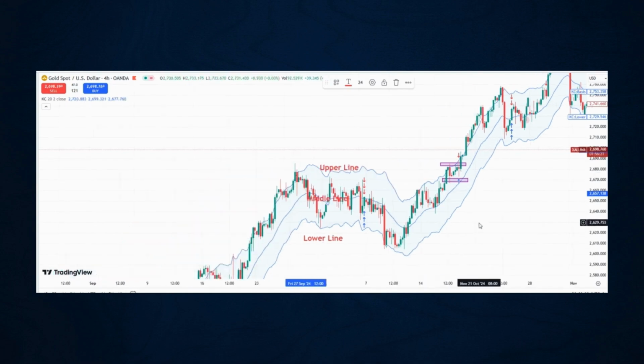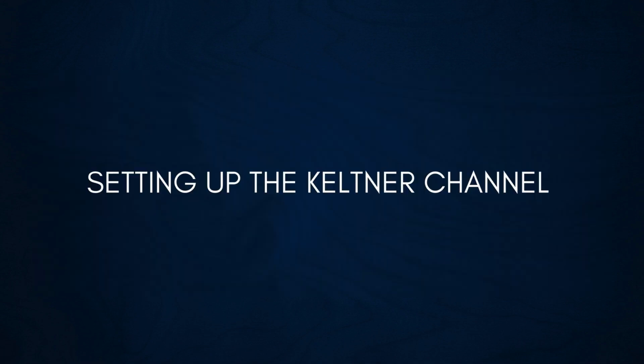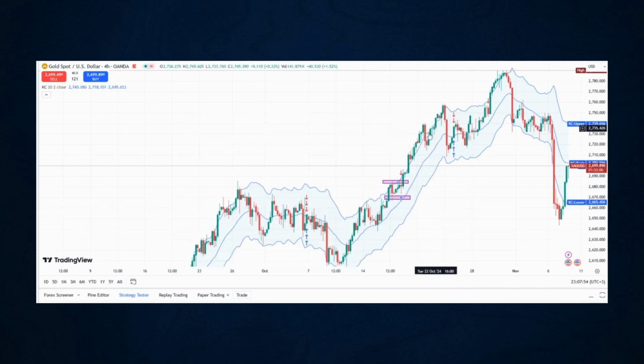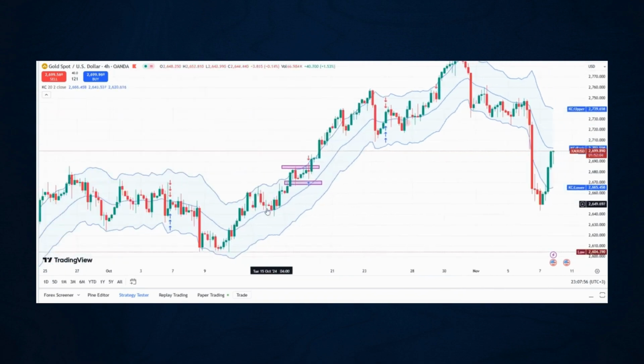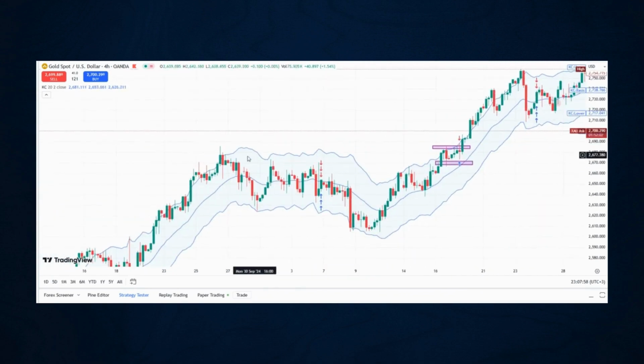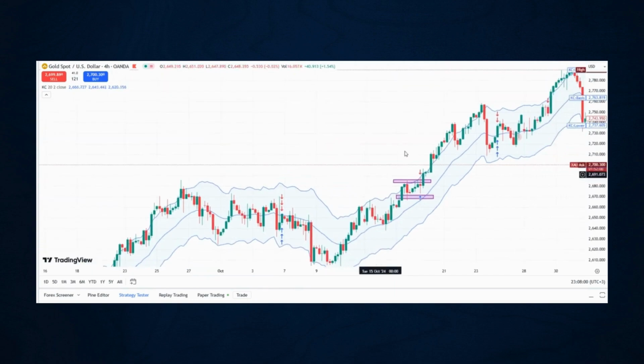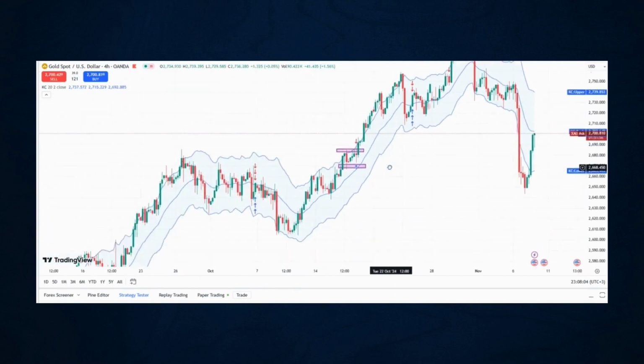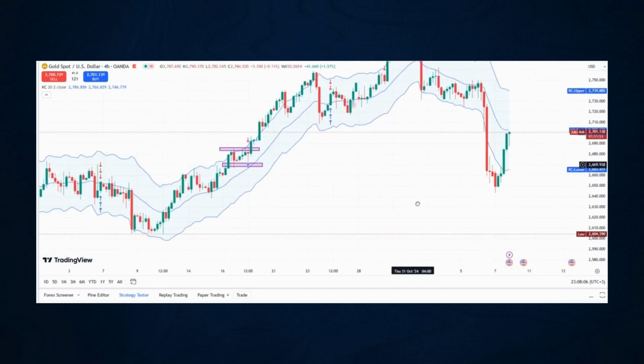Setting up the Keltner Channel on TradingView. Let's dive into how to set up the Keltner Channel on TradingView. Open your chart for any currency pair on FXCM, go to the Indicators tab, and search for Keltner Channel. Once added, the default settings typically use a 20-period EMA and an ATR multiplier of 2.